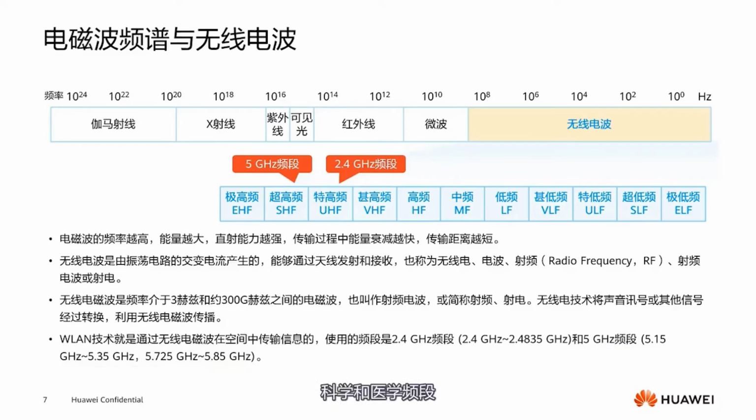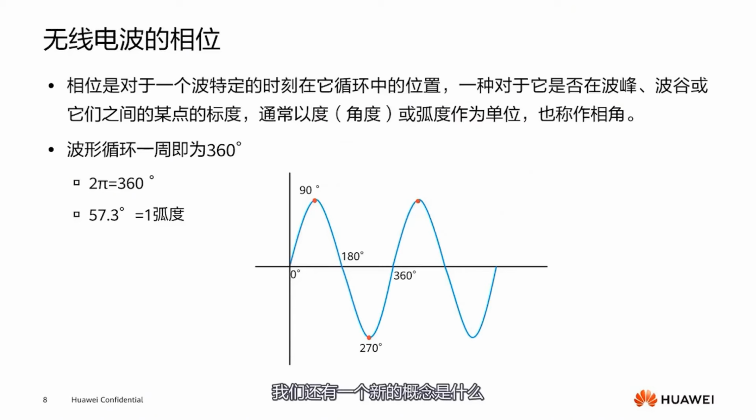These 2 bands belong to the Industrial, Scientific, and Medical ISM band. The ISM band does not require license or fees as long as certain transmission power limits are followed. This transmission power is generally less than 1 watt, without causing interference to other bands. Let's continue further. We have a new concept here, which is phase. Phase is a relative number language, describing the relationship between 2 waves of the same frequency.